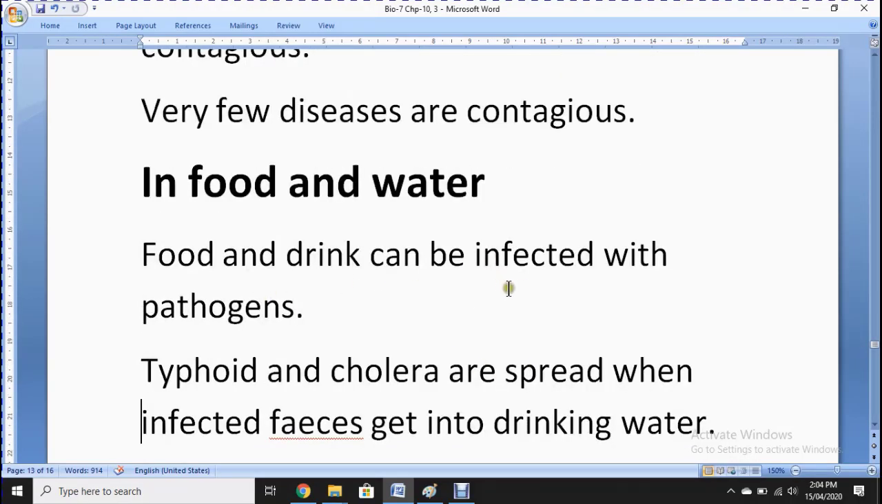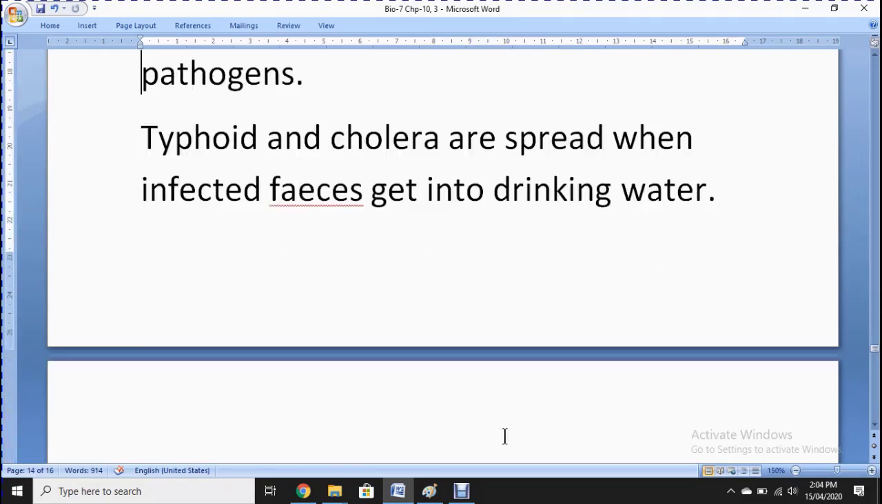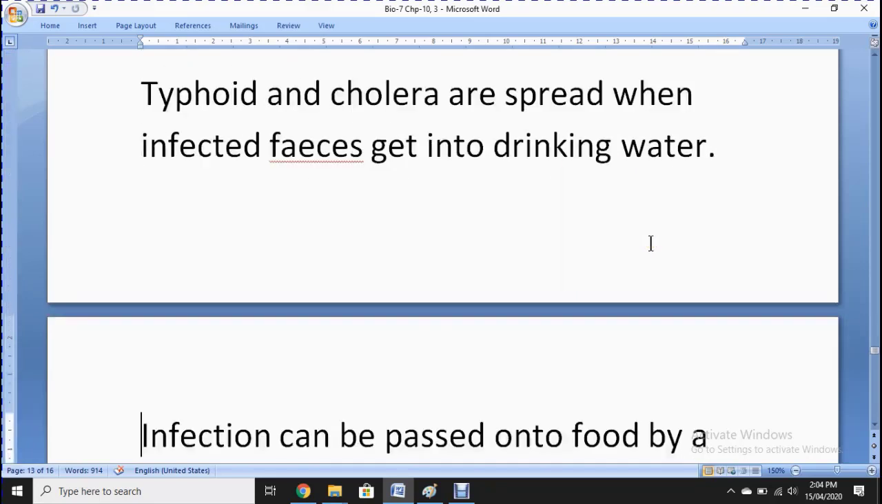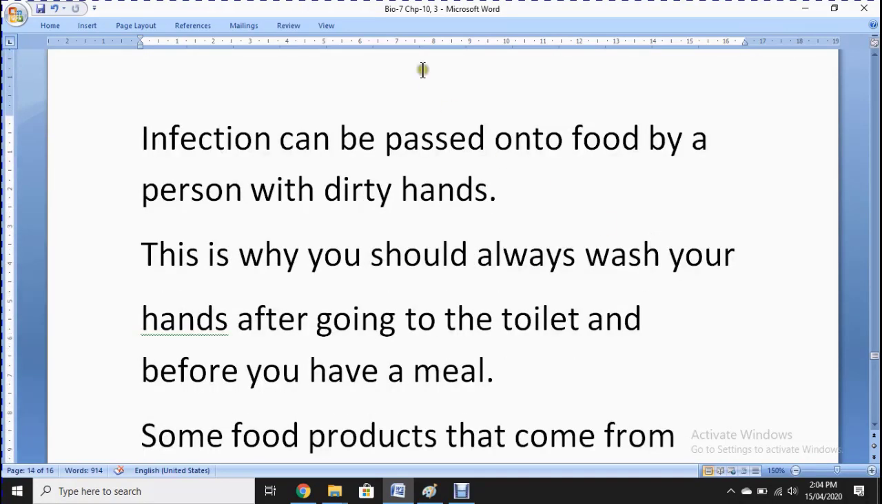Food and drinks can be infected with pathogens. Typhoid and cholera are spread when infected feces gets into drinking water. It's very bad, but it can pass from the feces. If it gets into the drinking water, then this water will be infected. Infection can be spread into food by a person with dirty hands. This is why you should always wash your hands after going to the toilet and before you have a meal.